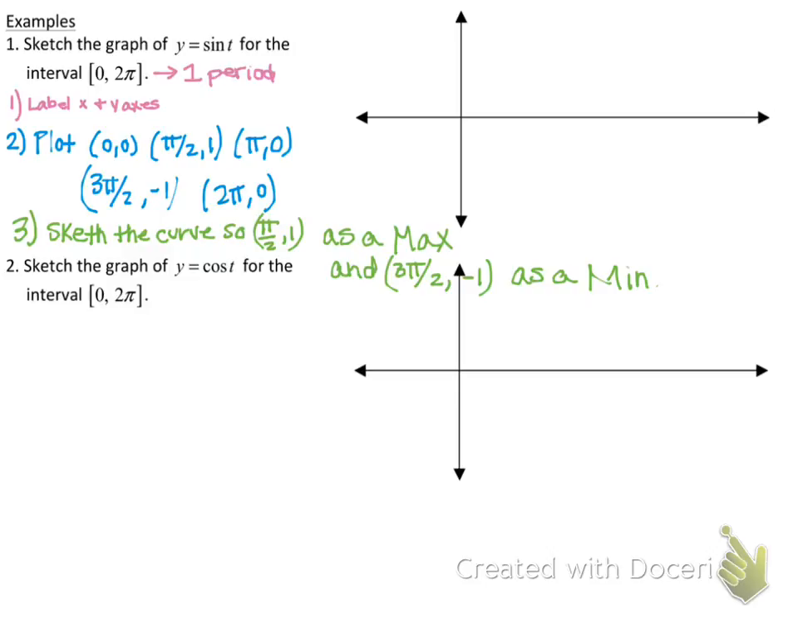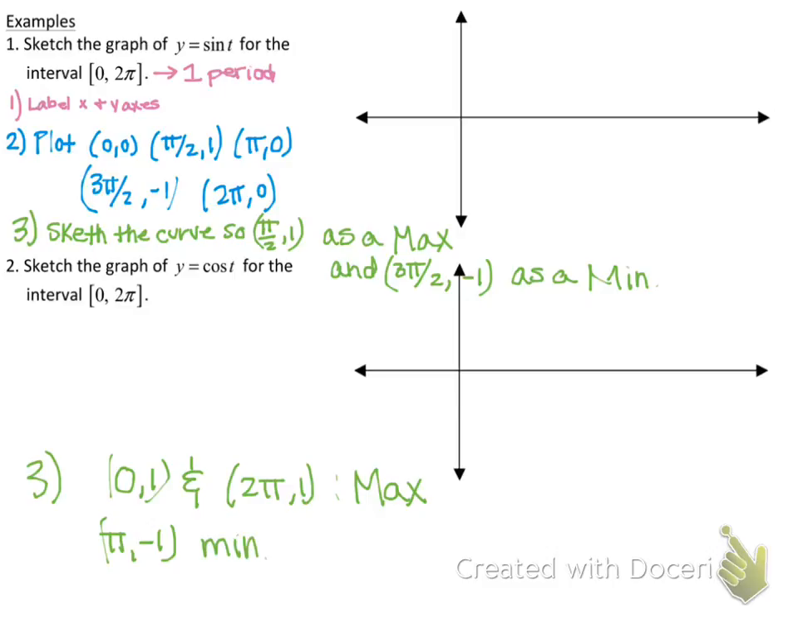For cosine, the same steps 1 and 2, the first and second steps above, is what you follow, except here, for part 3, we have the points 0, 1 and 2 pi, 1 are maxes. And then pi, negative 1 is a minimum. So that's the difference between sine and cosine, but you graph them the same way.